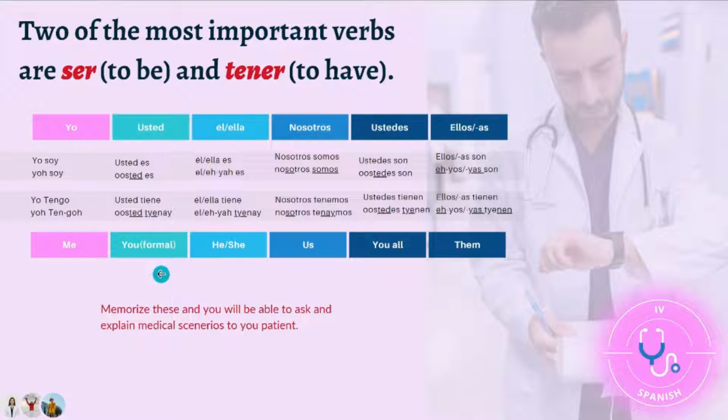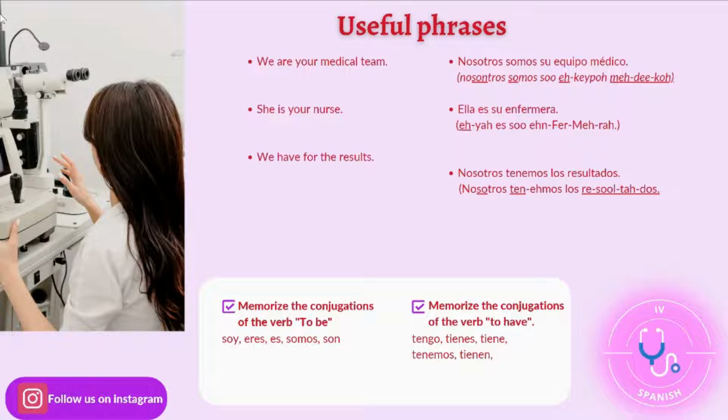Now notice you only technically have to memorize four, which is this one, yo soy, yo tengo, because these two, when you're talking about you, he or she, it's the same thing. Es, tiene, tiene. When it's about nosotros, it's only applied to us, or we, should we say. Somos, tenemos. And for you all and them, it's also the same thing. Son, tienen, tienen.